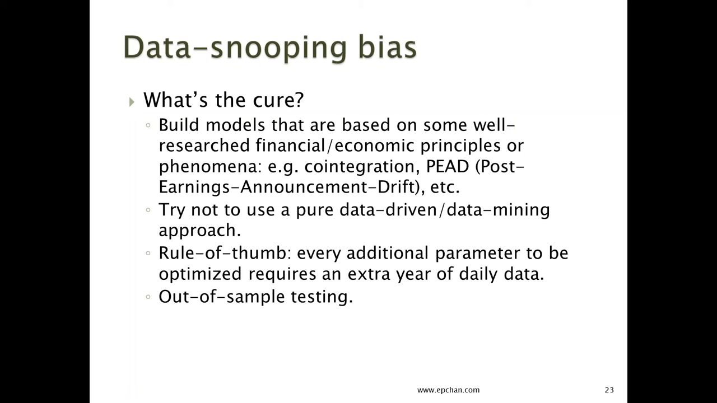So the rule of thumb I have is that if we want to introduce an additional parameter to a model that trades once a day, you better have an extra year of data to support it. And also, to avoid data snooping bias and look-ahead bias, you have to do sufficient out-of-sample testing. So you should create your model and optimize your parameters and trading rules only in sample, and then reserve some data, it doesn't have to be a lot, half a year or 1 year of data, that you should not use at all in this strategy development.